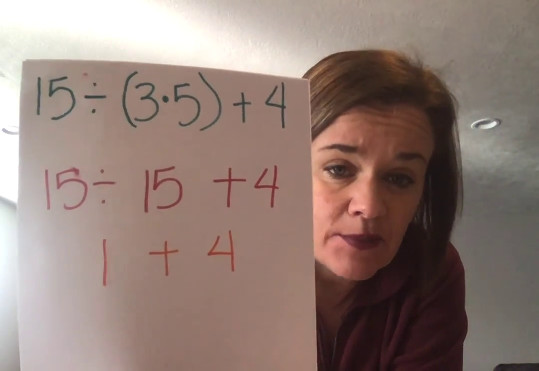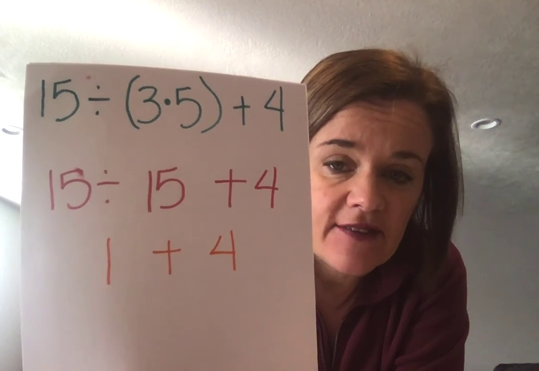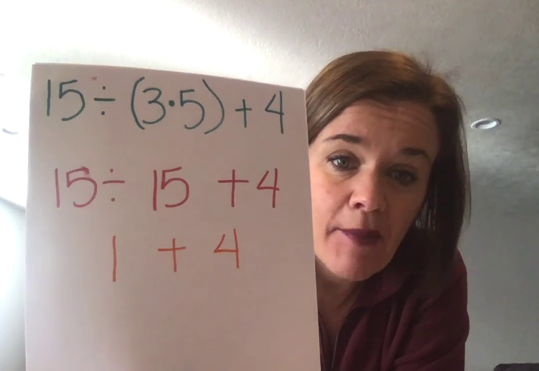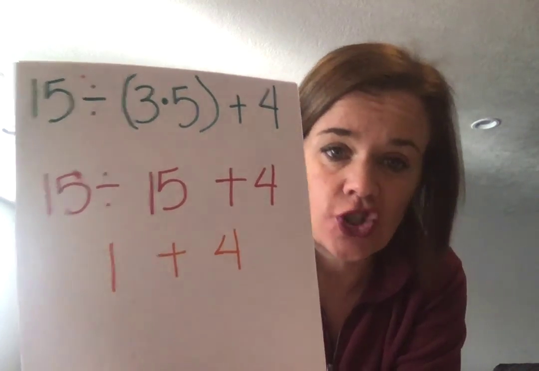All right, so now I've simplified it, right? I've gotten the division section done. Now I have 1, and then I'm adding 4. So my answer should be, you got it, 5. You guys are too smart, okay?